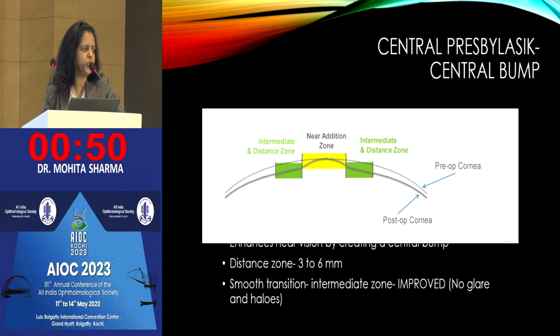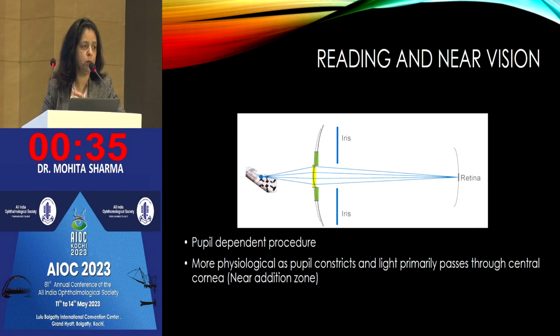None of our patients have complained of any glare and halos. Though it's a multifocality on the cornea, that was very much expected, and we were also surprised. But probably there is only one single ring there, not multiple rings, and probably that's why the patients are not complaining of these problems, and they are happier patients. So it's a pupil dependent procedure.